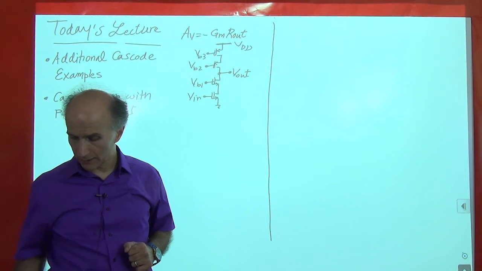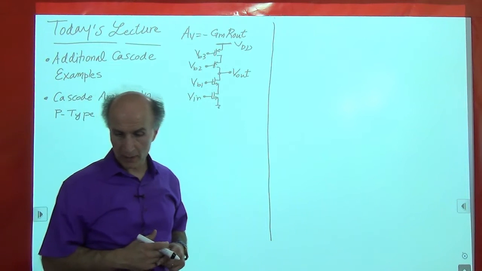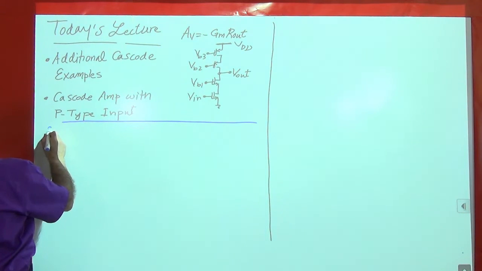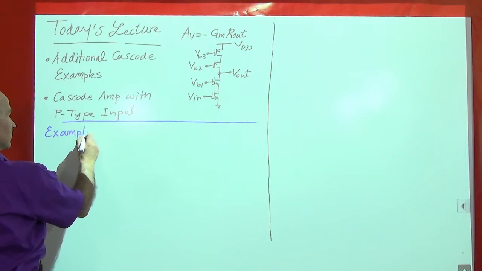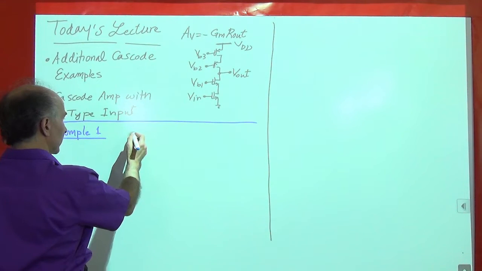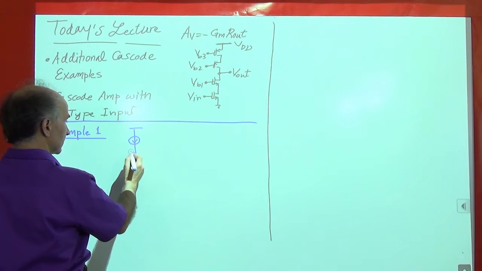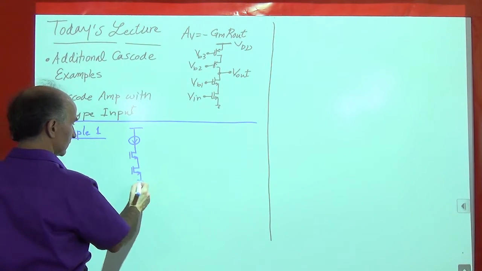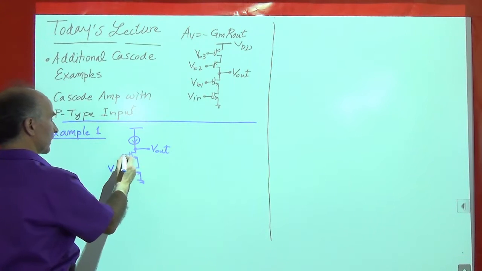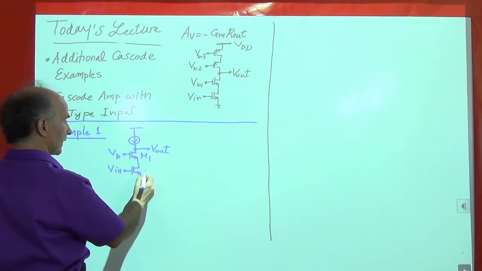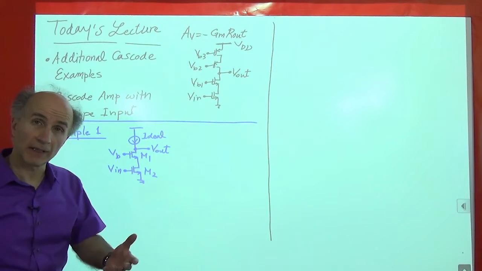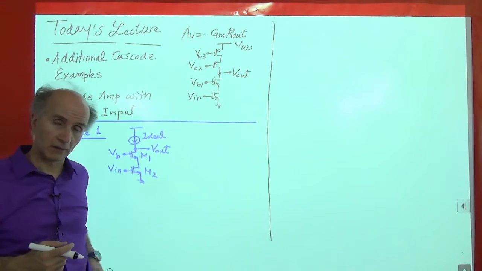Okay, so let's see. I'm going to start with this example. Example 1. I would like to look at the circuit here. Vin, Vout. There's a bias here, VB. Let's call this M1, M2. And this is an ideal current source. It's a simplified cascode amplifier because this is still ideal.